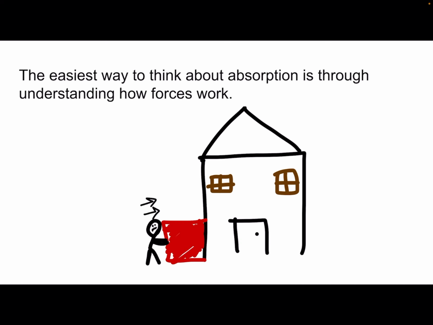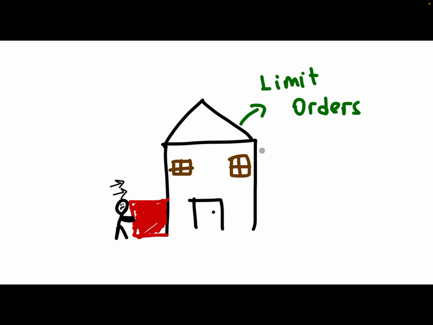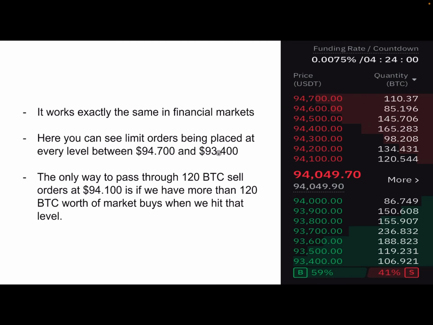Now, the best way to look at these things is through how forces work. You're seeing here a guy trying to push this red block into this house through this wall. But unless he applies more force than the wall is applying to the red box, he will never be able to push it through. The easiest way to see it is that these are the limit orders in the market, and these are the market orders trying to push the price beyond those limit orders. And this is exactly what happens in financial markets every single day.